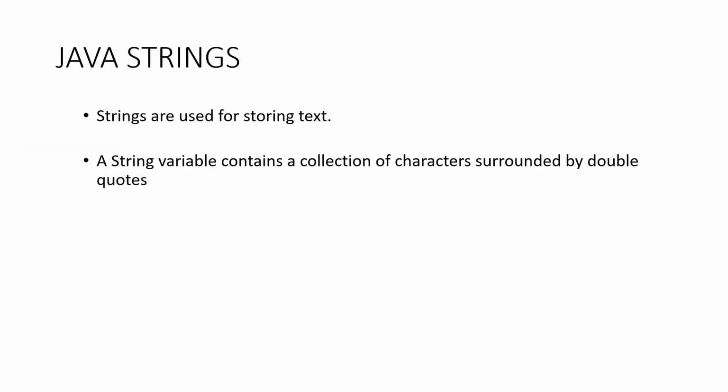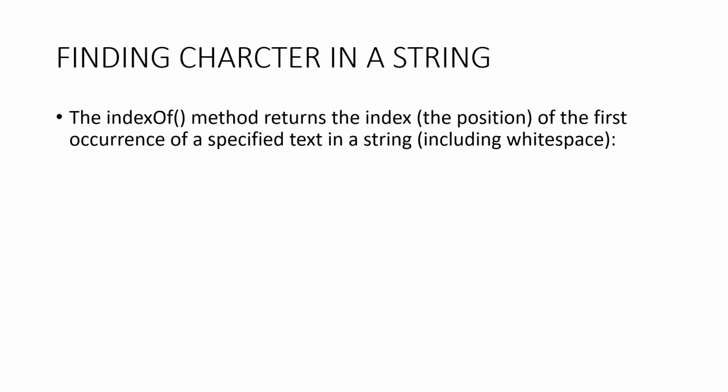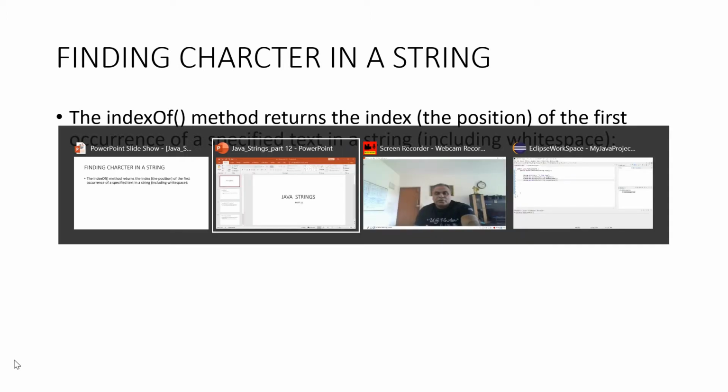As discussed, Java strings are used for storing text. A string variable contains a collection of characters surrounded by double quotes. How do we find a character in a string? That's what we are going to discuss next. The indexOf method returns the position of the first occurrence of the specified text in a string. I will show you in the Eclipse IDE.